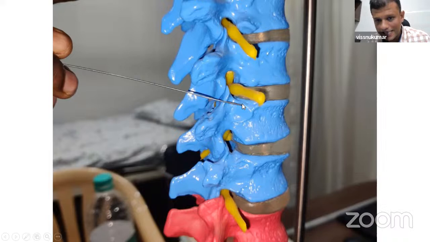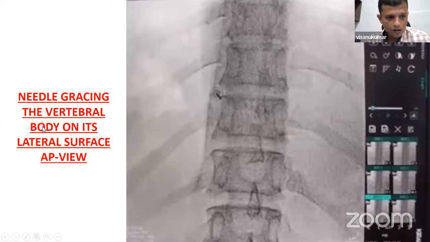Okay. And now I want to make sure that my needle is grazing the vertebral body on its lateral surface in the AP view. Can you see this is the T11? So this is where the greater and lesser splanchnic nerves are present.